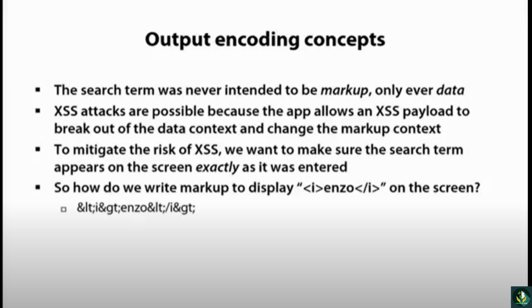XSS attacks are possible because the app allows an XSS payload to break out of the data context and change the markup context. To mitigate the risk of XSS, we want to make sure the search term appears on the screen exactly as it was entered. So how do we write markup to display it?